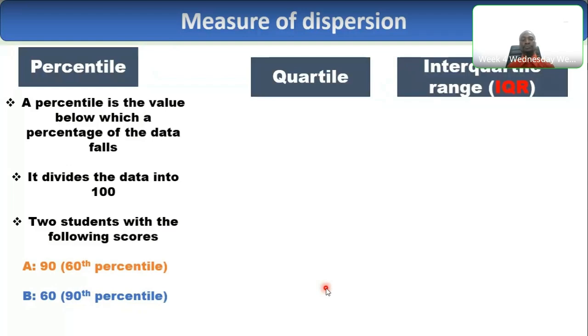So if 10,000 naira is at the 80th percentile, what does that mean? It means that that particular amount of 10,000 naira is above 80% of other values in that data, which means that there are 80% of values under that 10,000 naira.